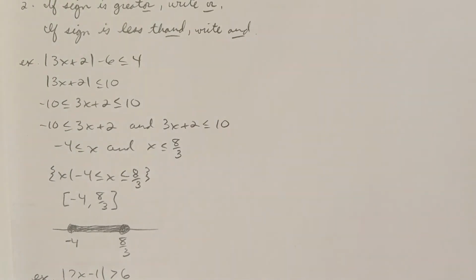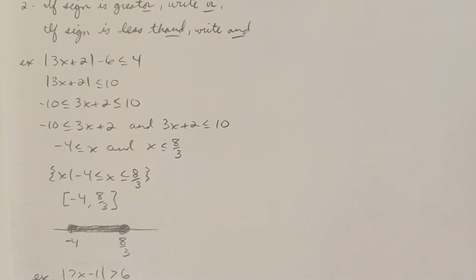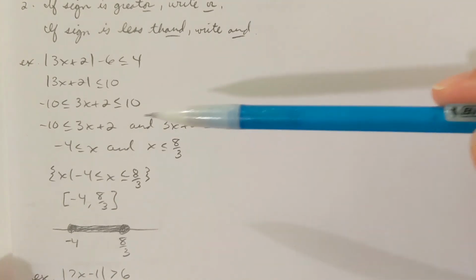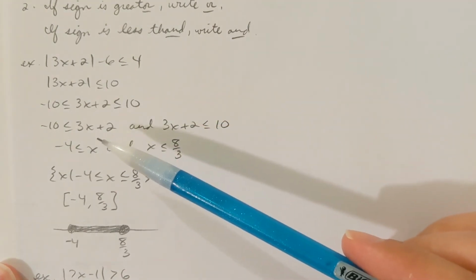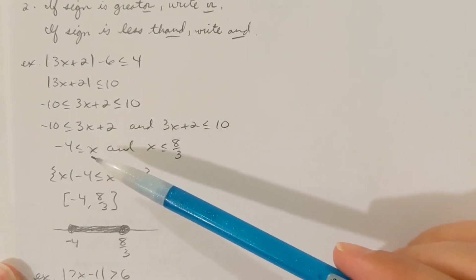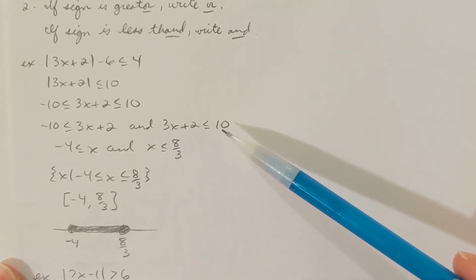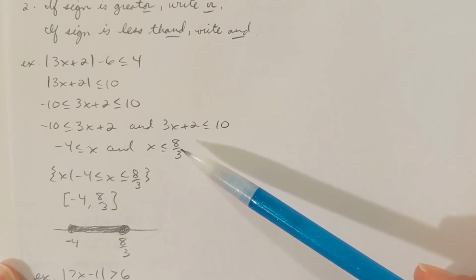So negative 10 is less than or equal to 3x plus 2, less than or equal to 10. And I've split this, I didn't need to, but negative 10 is less than or equal to 3x plus 2, and 3x plus 2 is less than or equal to 10. If you subtract 2 from both sides, then negative 12 less than or equal to 3x means that negative 4 is less than or equal to x, and 3x less than or equal to 8 means that x is less than or equal to 8/3.